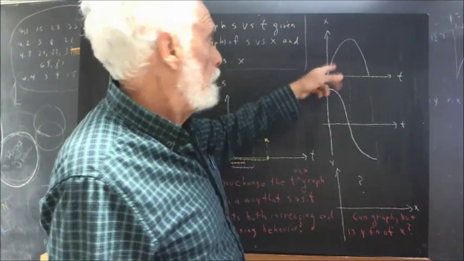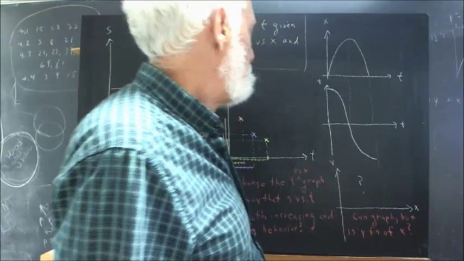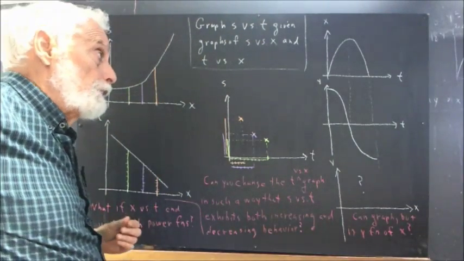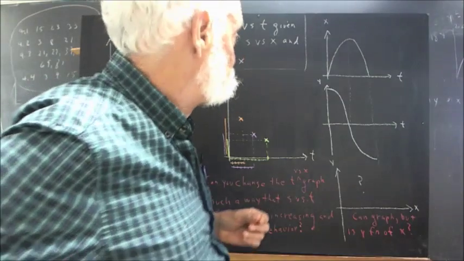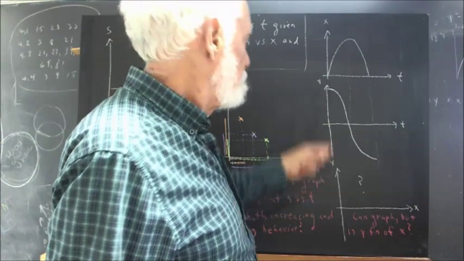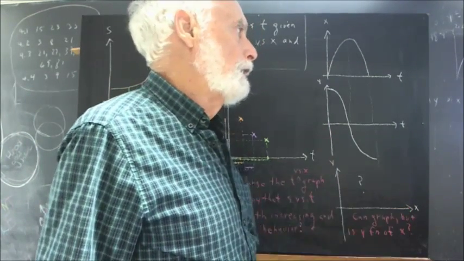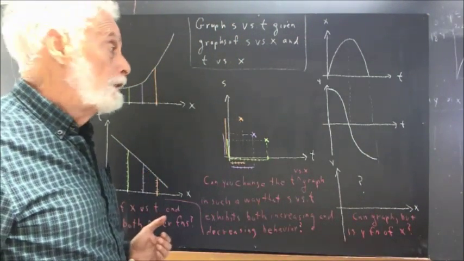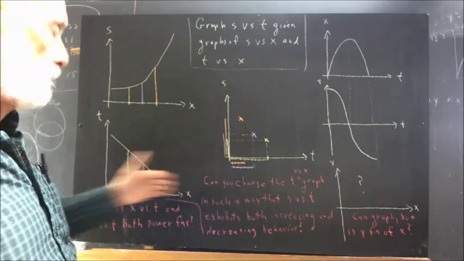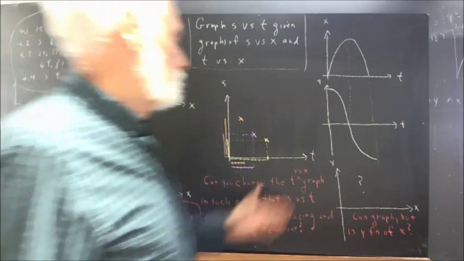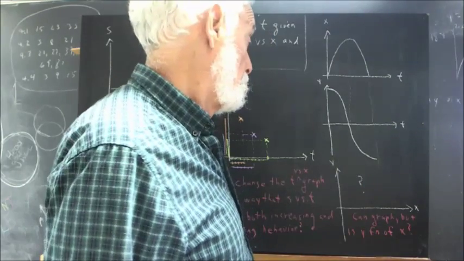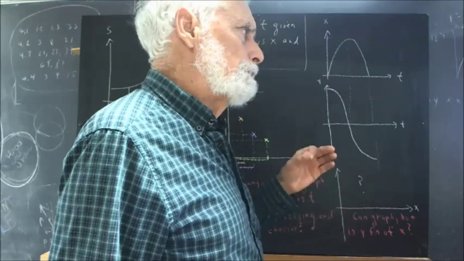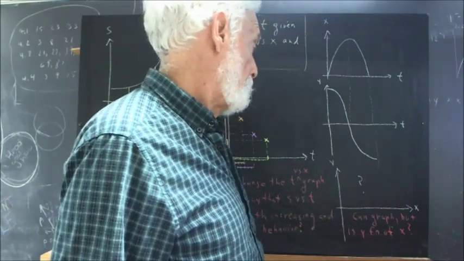Okay, so we have this X versus T graph and this Y versus T graph. Now my question is then, if you construct the Y versus X graph, and you certainly can construct the Y versus X graph using the same ideas that we used over here, first of all, what's the graph look like? And second of all, well, certainly you can graph it. Is Y a function of X?